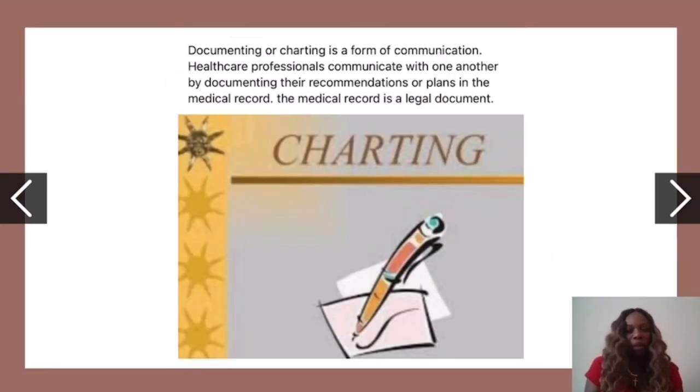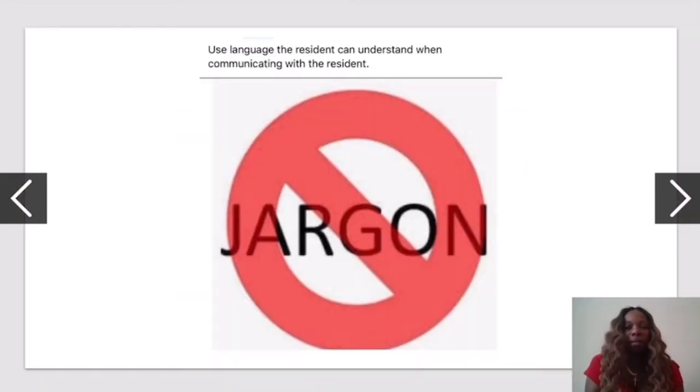Documenting or charting is a form of communication. Healthcare professionals communicate with one another by documenting their recommendations or plans in the medical record. The medical record is a legal document. When you're communicating with the patient, you want to use language that the resident can understand. You don't want to use any type of hospital jargon. You want to speak to the resident in layman's terms.